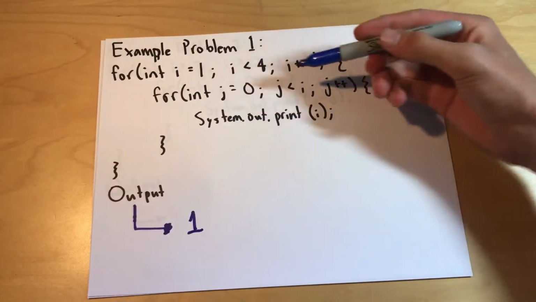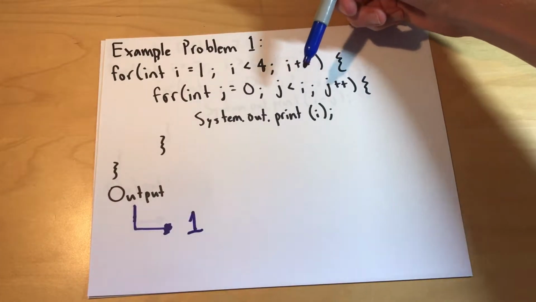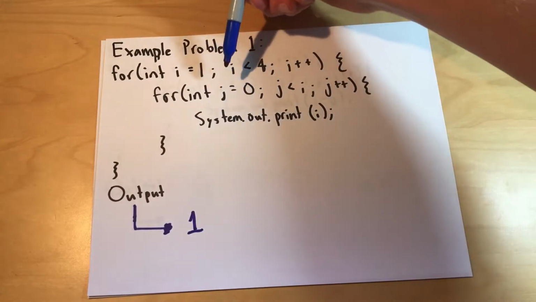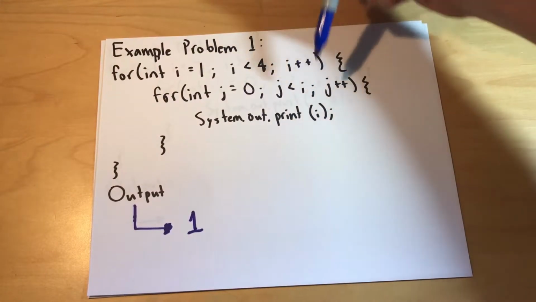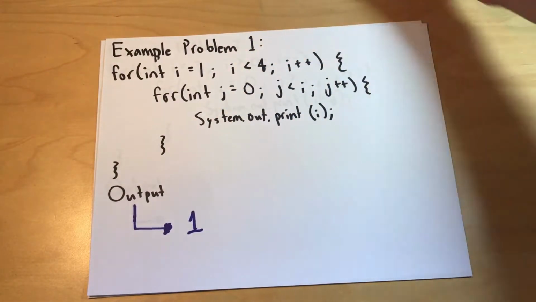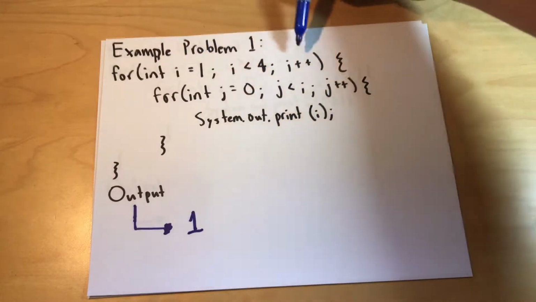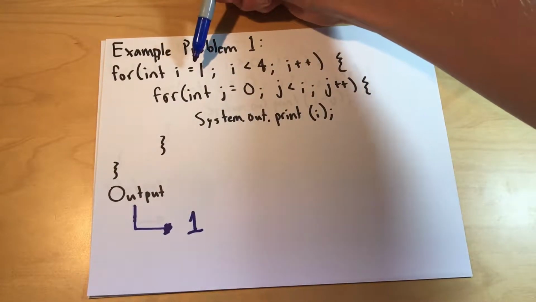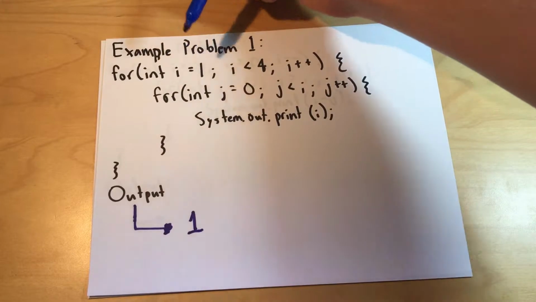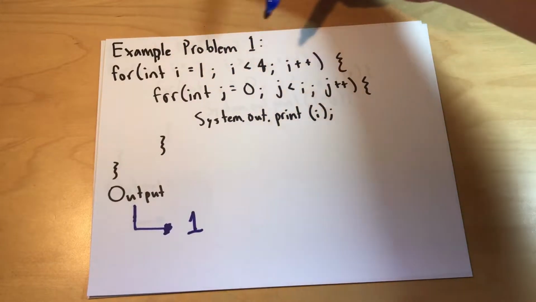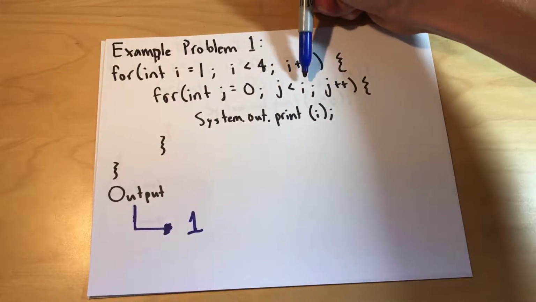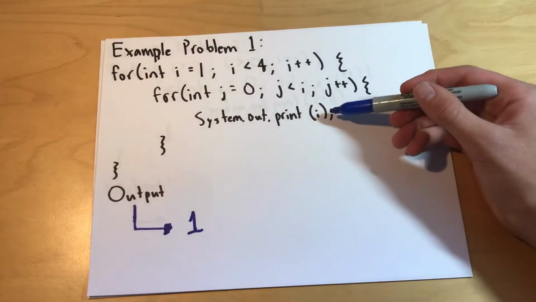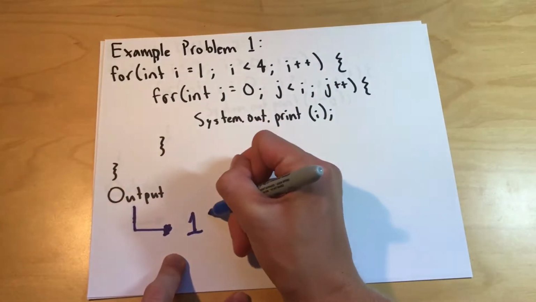Let's go back into this one. Our i is still 1, and our j is also 1. See, it goes in, j is not less than 1, therefore it goes out of this for loop and back into this one. Now we increment by 1, i goes up to 2. We see that now j goes back to 0, i is now 2. j is still less than i, which is 2. You go in, print out i, 2.